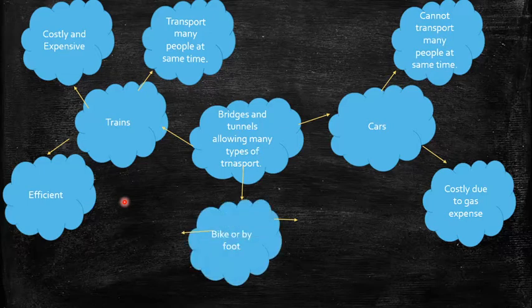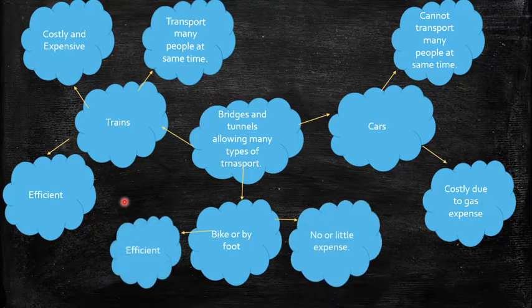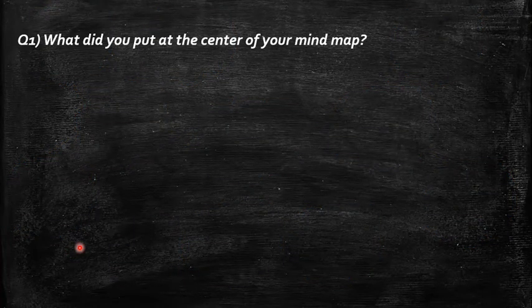The third is bike or by foot. Alright, we can go through tunnels and bridges either by bike, motorcycle, bicycle, or by foot, and it is efficient as it has no or little expense. So students, this was my mind map that I created. Now you can make your own mind map and have different ideas around it. Moving on, we have the very first question. What did you put at the center of your mind map? Now I know what I have put in the center of my mind map.